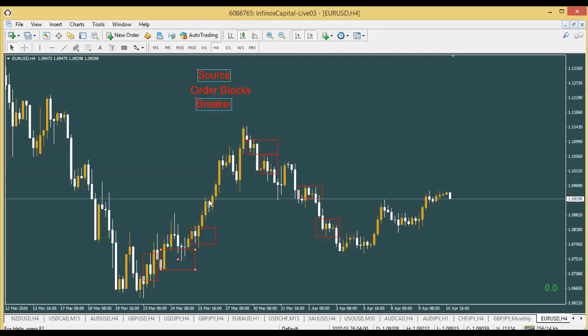And then after it, the market came down and then pushed up again to this level. And then where do we have the next order block? That will be this other block. So these are the bullish order blocks.